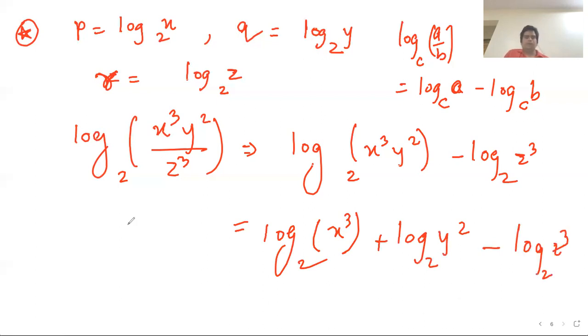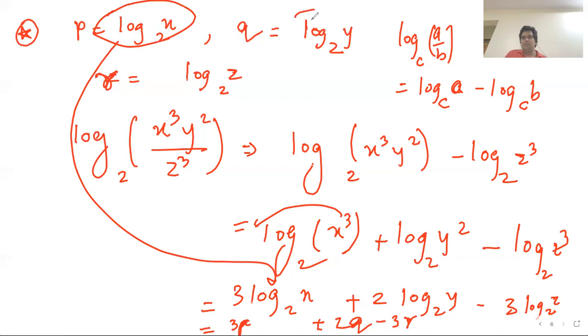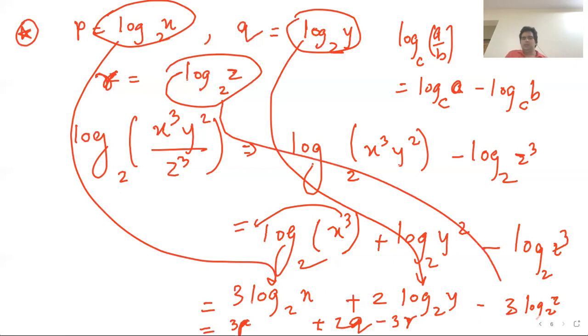Now with the power property, you can bring this down. So this becomes 3 log x to the base 2 plus 2 log y to the base 2 minus 3 log z to the base 2. So this becomes 3P plus 2Q minus 3R, because this is P, this is Q, and this log z to the base 2 is R. So I'm just going to put those values out here. So this is exactly what a particular standard level question looks like.